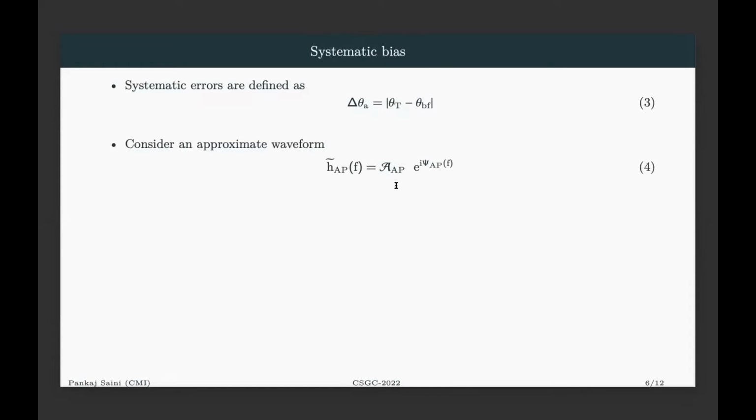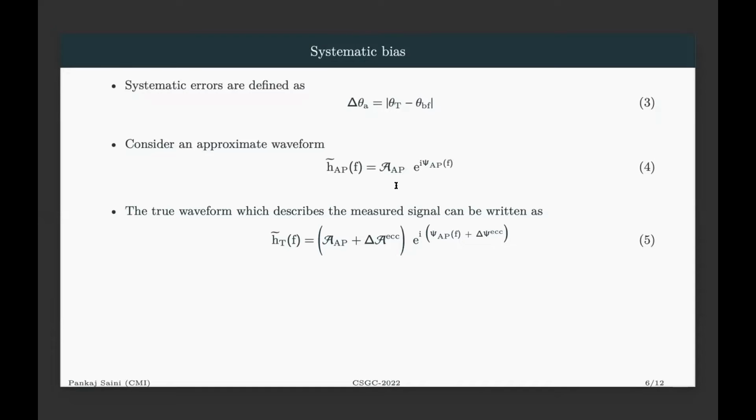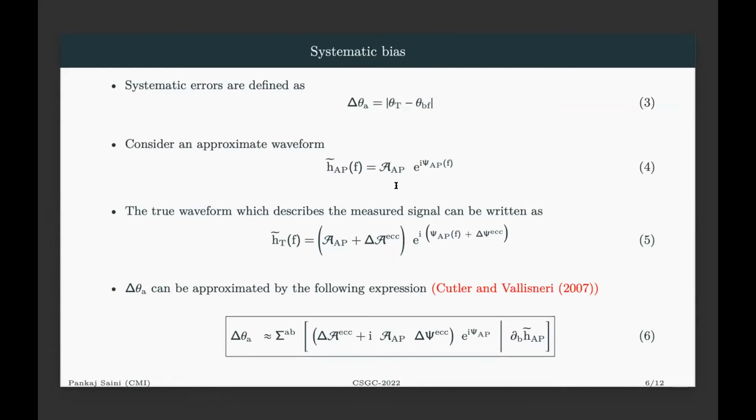So suppose we have an approximate waveform, which is described by the approximate amplitude and the approximate phase. And this is the best waveform model available to us. And the true waveform is different from this approximate waveform by an amount delta A in the amplitude and delta psi in the phase. And these are the corrections due to the eccentricity in the amplitude and the phase. So we can calculate the systematic errors by using the Cutler-Vallisneri formalism, using equation 6. This is given by this inner product between these two quantities, and sigma AB is the covariance matrix, which is calculated using the approximate waveform.